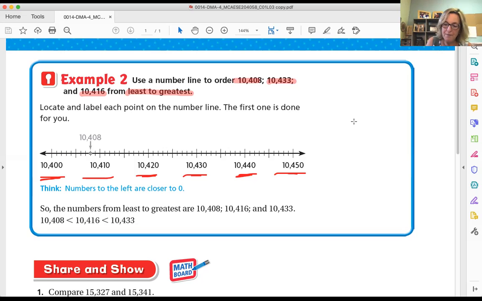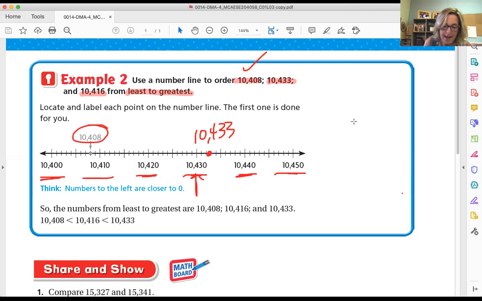So if we wanted to find, so we've already got 10,408 on our number line right here. Let's go to 10,433. Well, here is 10,430. So if we go 3 spaces up, that would take us to 10,433. And then we need to find 10,416.